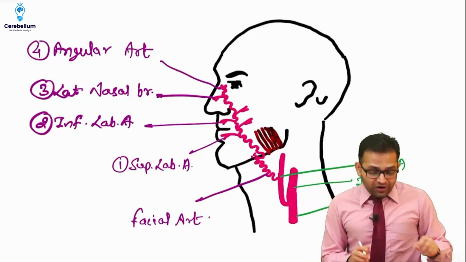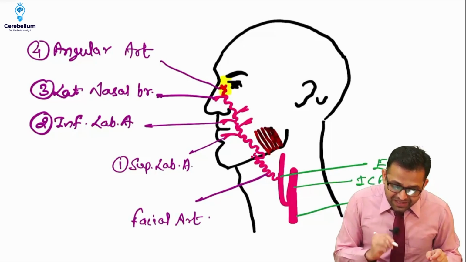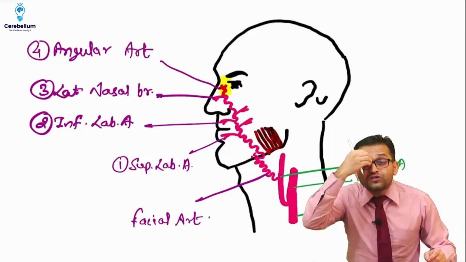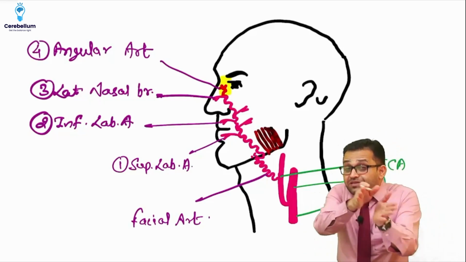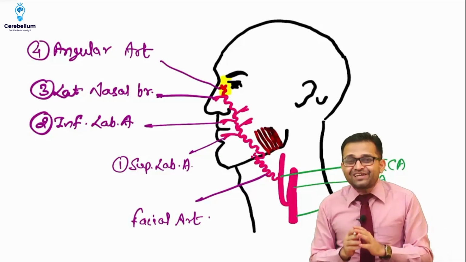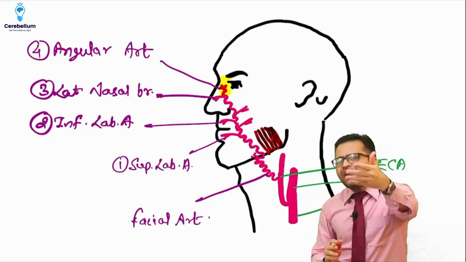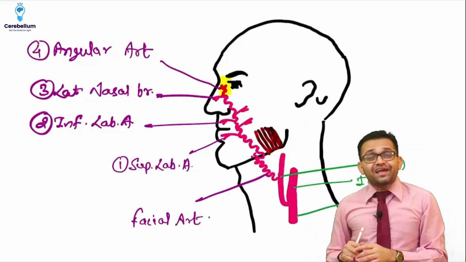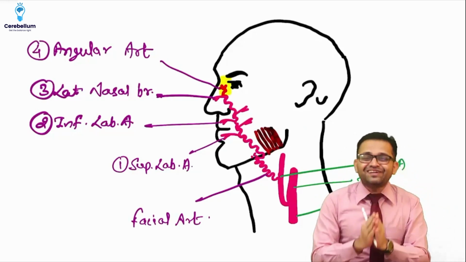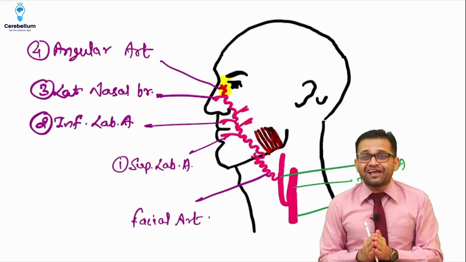Another point you can observe here: this is the medial angle of the eye. Here the angular artery is anastomosing with the dorsal nasal artery, which is a branch of the ophthalmic artery, which comes from the internal carotid artery. So one very old question pattern: this medial angle of the eye is the classical site for the anastomosis between the internal carotid artery and the external carotid artery.